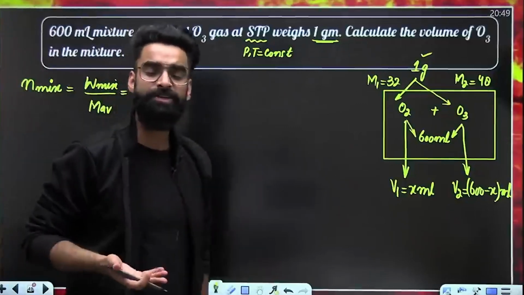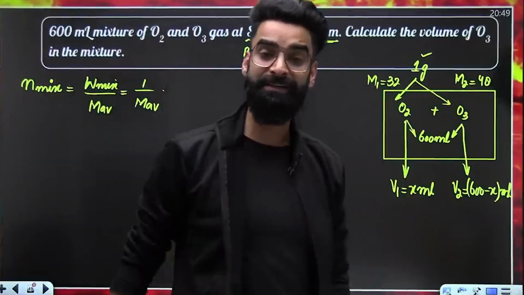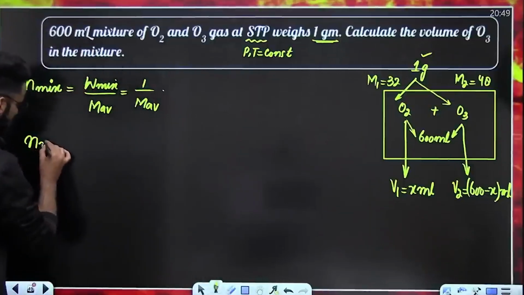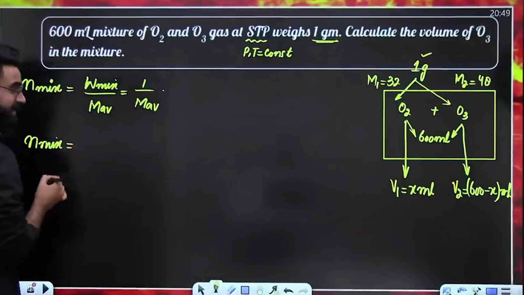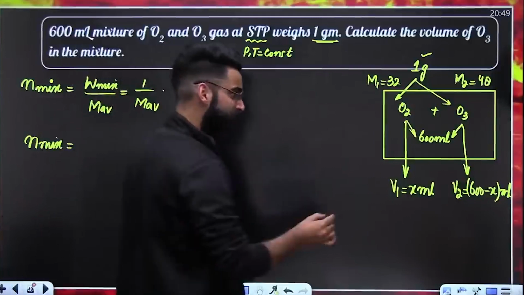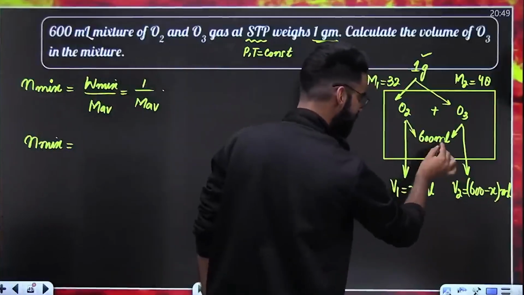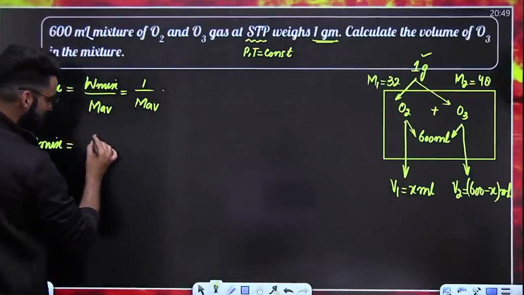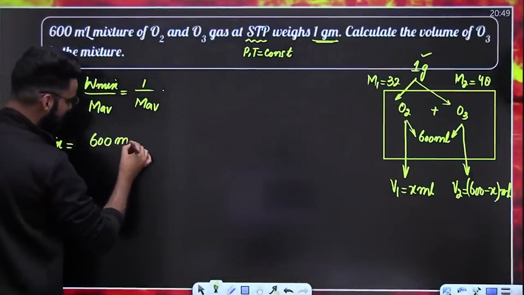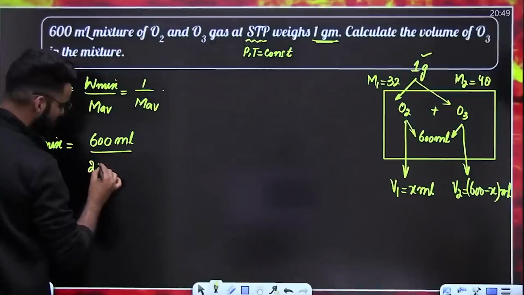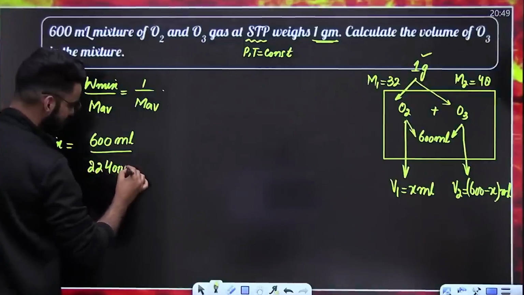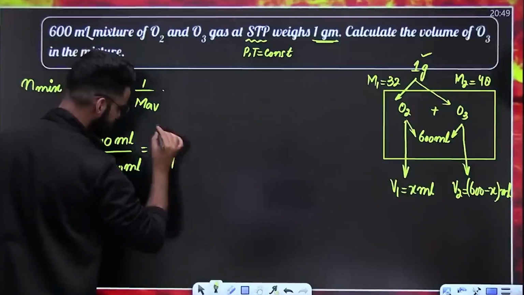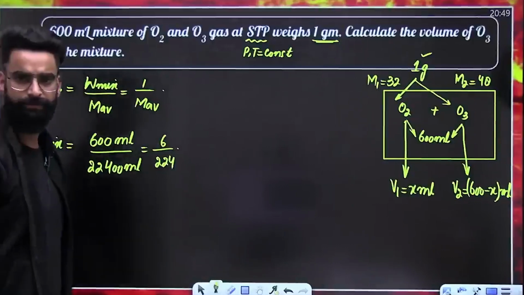Is there any other way to calculate the total moles present in the gaseous mixture? Since the volume of the gaseous mixture is 600 ml and the mixture is present at STP, it's going to be the given volume of the mixture in ml divided by 22400 ml. So from here, I got 6 divided by 224.